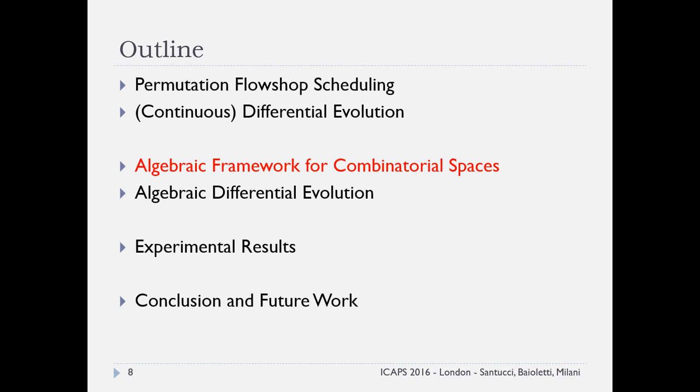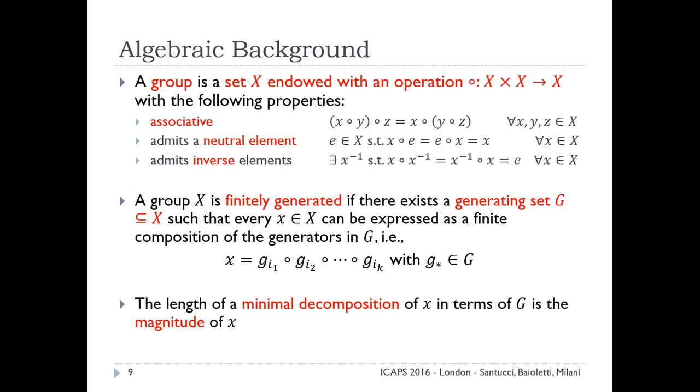Okay, we need some small background of algebra. We need to know what a group is. A group, I think, is the simplest algebraic structure. It is simply a set X with an operation that is closed on this set and that has to have three properties. It has to be associative, it has to admit a neutral element and inverse elements.